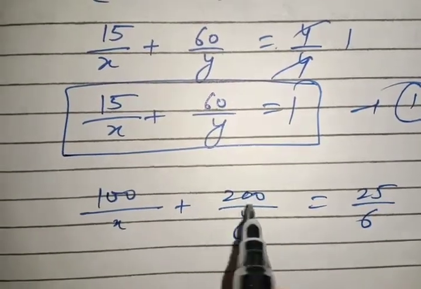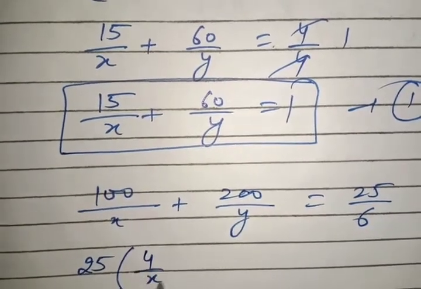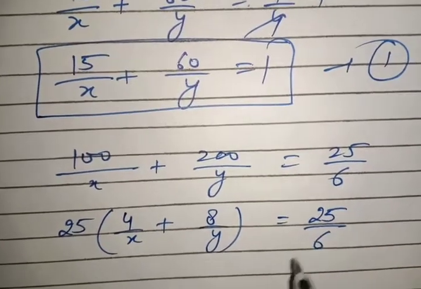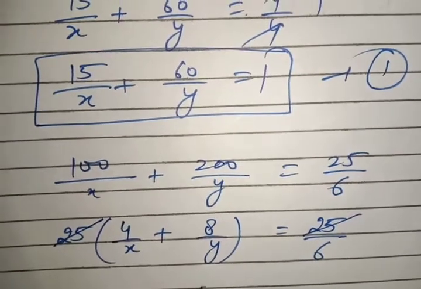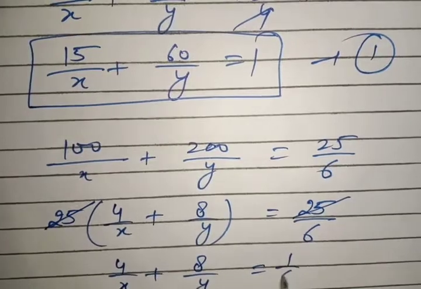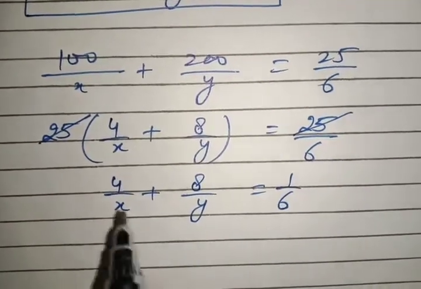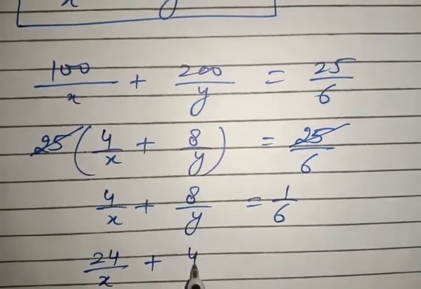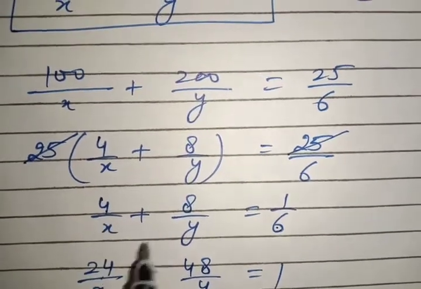After taking 25 common from here, we'll get 4 by x plus 8 by y is equal to 25 by 6. We can cancel 25 from here, and it will be 4 by x plus 8 by y is equal to 1 by 6. Now take this 6 to this side, it will be 24 by x plus 48 by y is equal to 1. This 6 will be multiplied with this and this only.